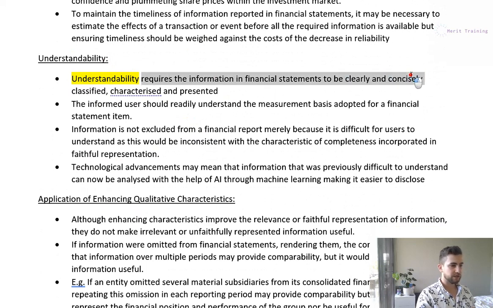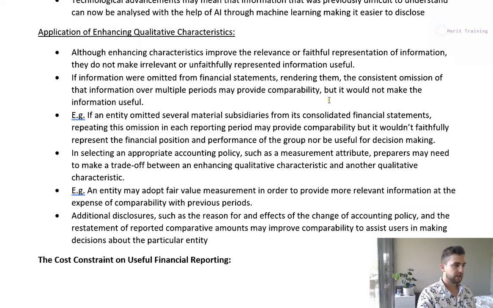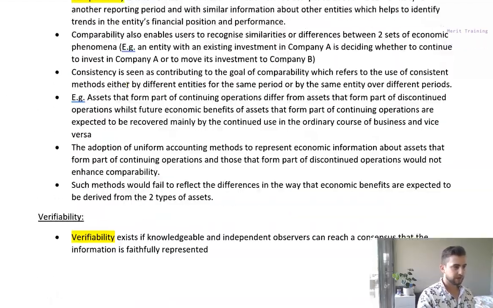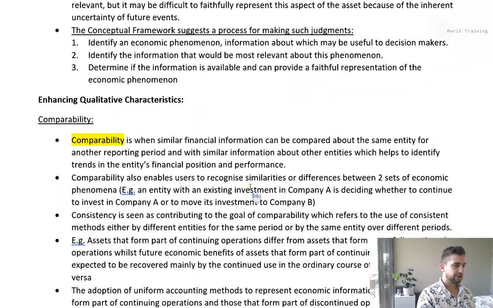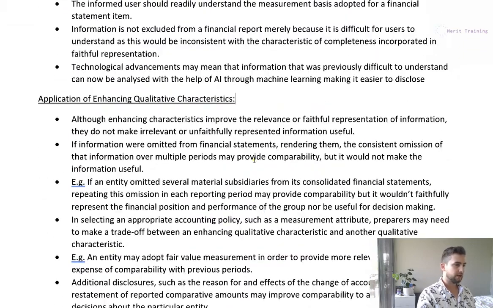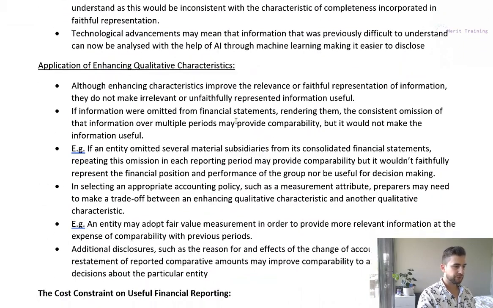Understandability, which is the information is clear, it's concise, and it's classified, characterized, and presented. So the user should be able to understand how it's presented, is what this means. So this next section is just basically talking about all of the enhancing qualitative characteristics that we talked about. So all these ones in the diagram here. So comparability, verifiability, timeliness, understandability. How do we actually apply that to the financial statements?